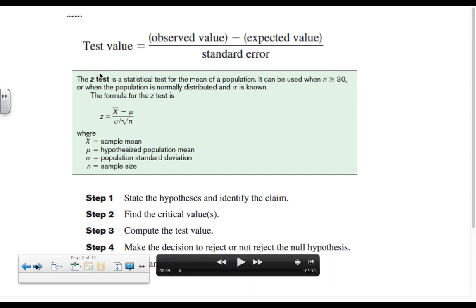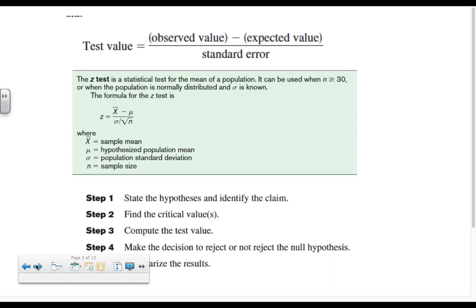All right, so the test value is your sample mean minus the population mean, divided by the standard deviation over the square root of the sample size. Now this should look very, very familiar because you should have had this when we were doing confidence intervals.